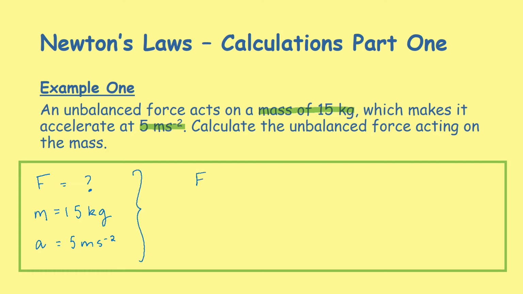Now we can use our equation, F equals ma, and put in our numbers. So our force equals 15 times 5, and so we get a final answer of 75, and that's measured in newtons as it's a force.